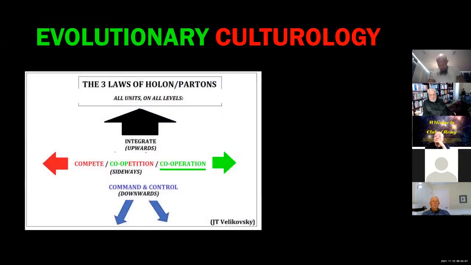So these are the three laws of holon partons. A holon parton is a unit that is a whole, but also part of a larger whole at the same time. So there's a bit of a Gestalt shift there for some people who aren't used to thinking of those two things at once. So for example, in the title, the T is a letter T, but it's also part of the word "the" at the same time. And the word "the" is also part of the whole title. So there's actually three levels that are all on one level.